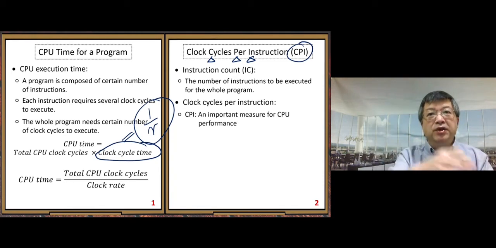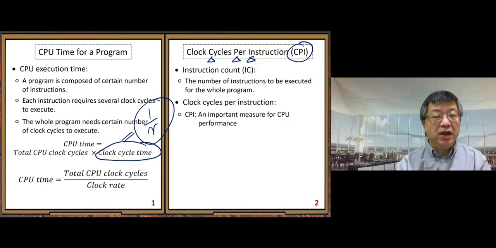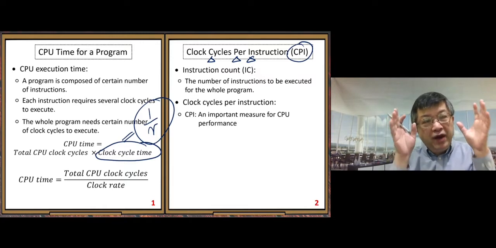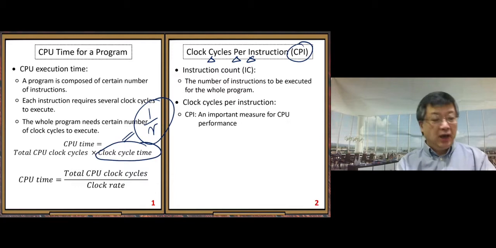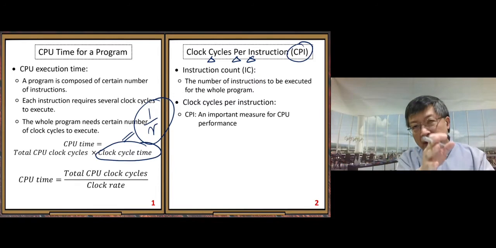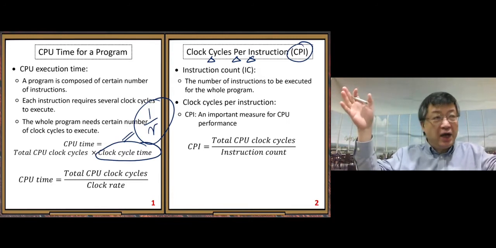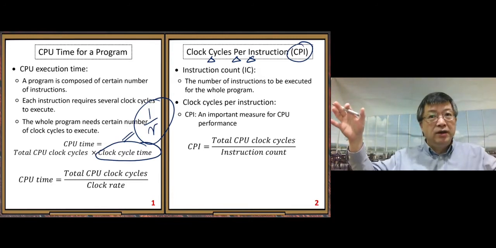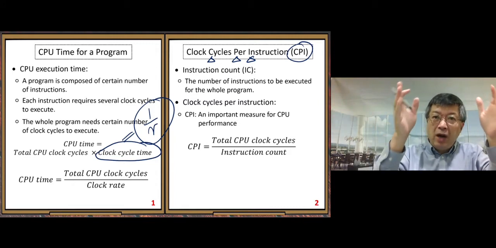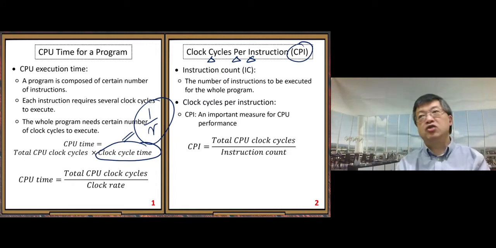Next one, clock cycles per instruction, CPI. It is an important measure for CPU performance. Based on the name, you can get its meaning, but it is a very important measure. All right, so now we want to calculate CPI, cycles per instruction. This is the formula: total CPU clock cycles for the whole program divided by the total number of instructions for the same program, the instruction count, IC.